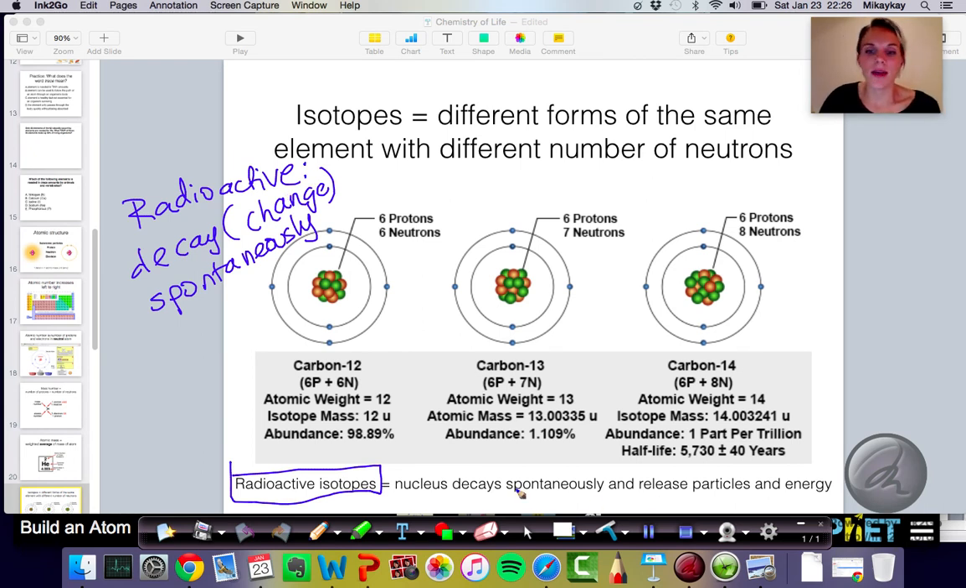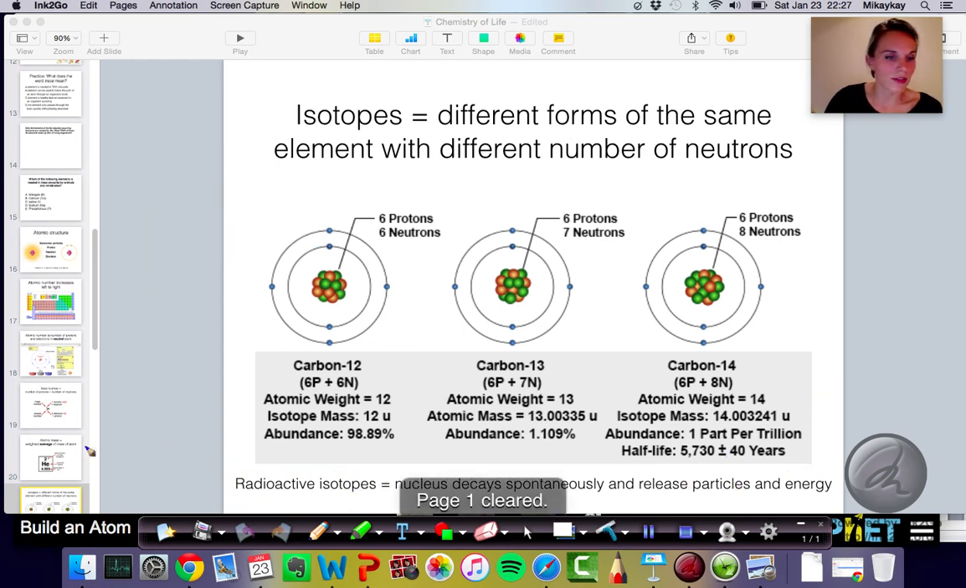And as it decays spontaneously, they oftentimes release particles, or like little pieces, or little parts, and energy. And both of those things are useful because they can be measured, right? So this release of energy or this release of particles can be measured, and that is where there are very useful applications for isotopes. And I will tell you about them, I believe, on the next slide.